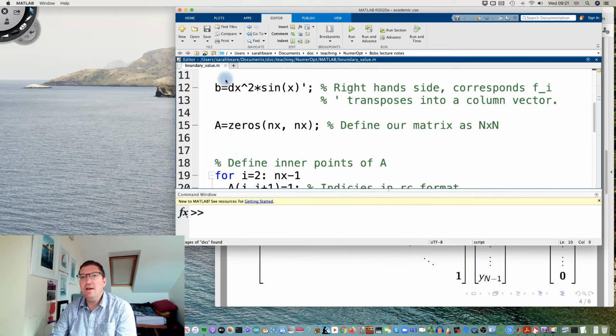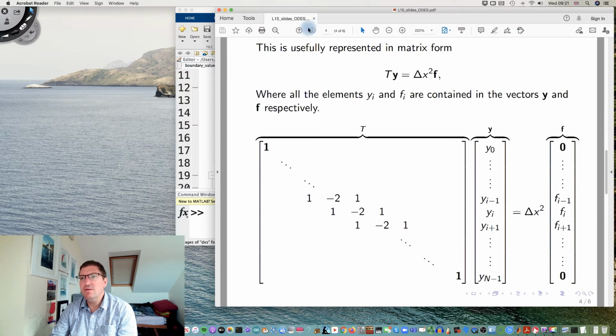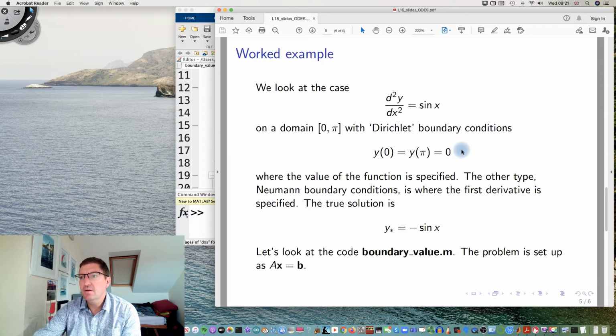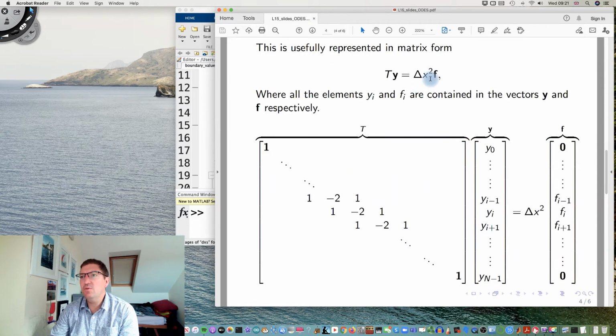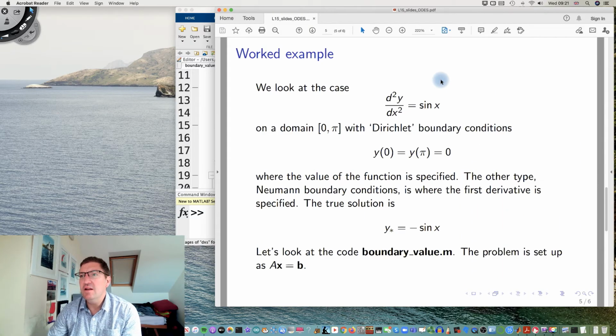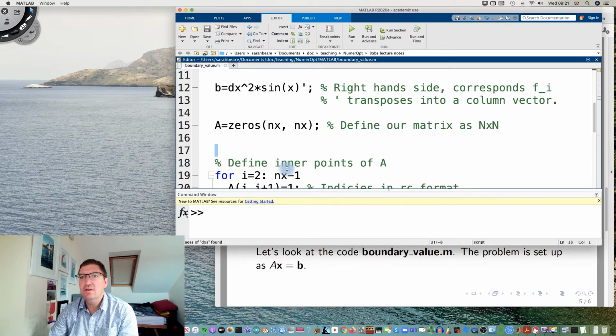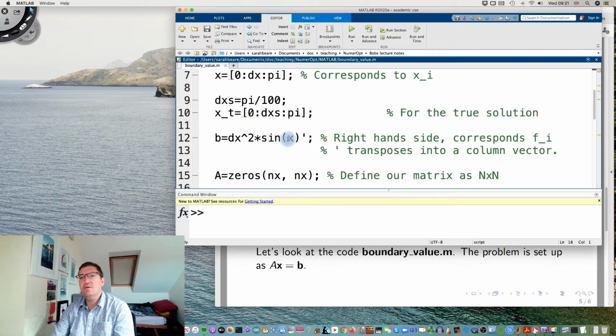And then we do the right hand side, so we're going to call it B, because often we write down in a matrix problem A x equals b. So B is the right hand side corresponding to f, to the right hand side. So it's basically delta x squared times f, and f in this case is simply sine x. Yeah, that's the right hand side. So it's dx squared times sine x.